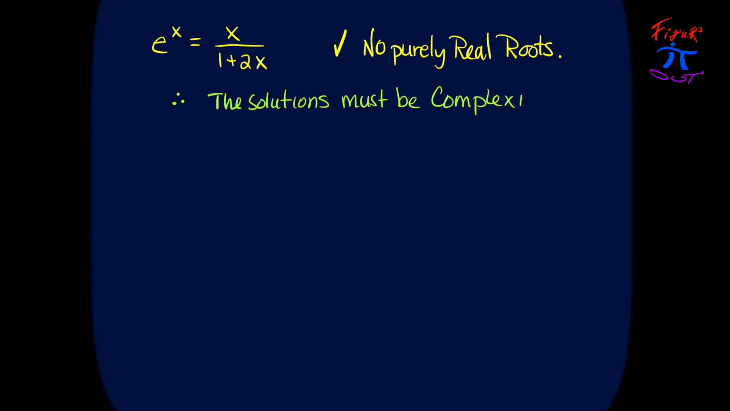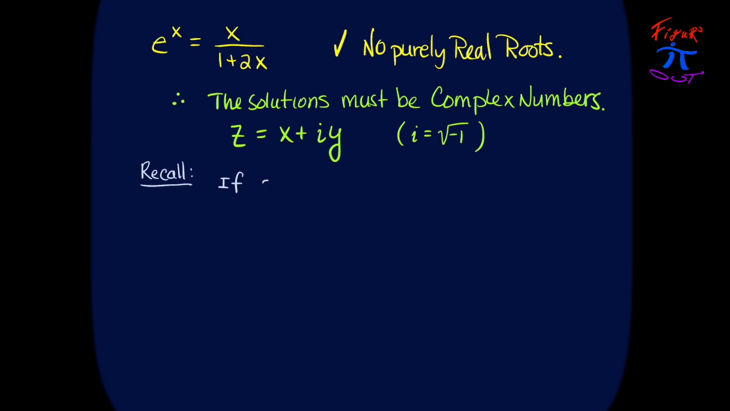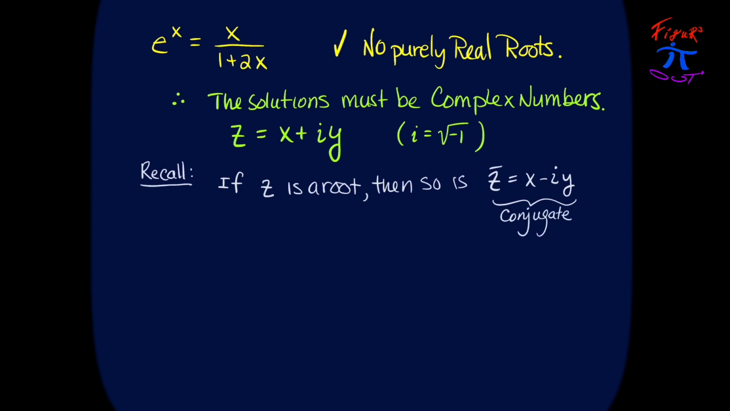Now, just because the solutions must be complex numbers doesn't mean we stop there. In fact, starting with the fact that z is equal to x plus iy, where i is the square root of negative 1, we recall that if z is equal to a root, then so is its complex conjugate z bar, or x minus iy. And so we can use that in our investigation to narrow down just exactly where these complex numbers might be.